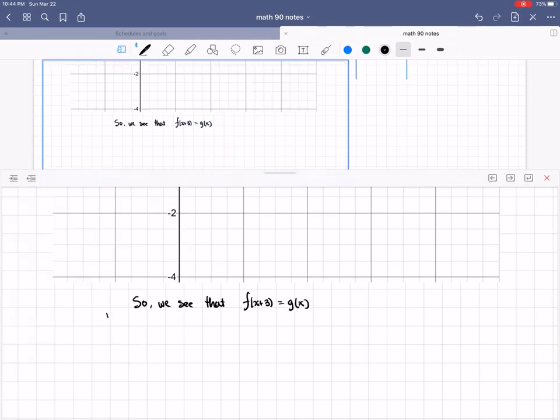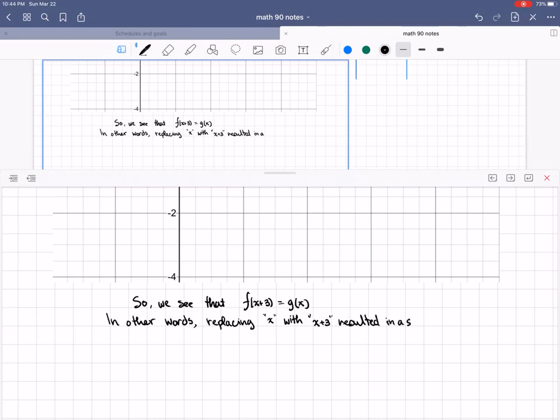In other words, and I'm going to write the same thing out that I wrote in the last example, in other words, replacing x with x plus 3 resulted in a shift to the left by 3 units. Okay, cool.